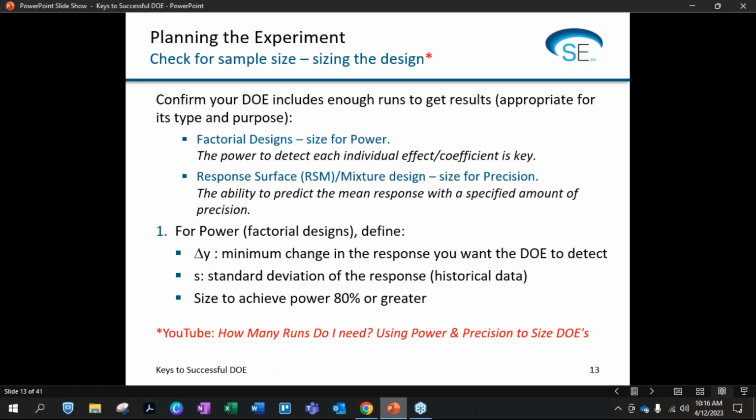So for power in factorial designs, we define the change in the response. What's the minimum change in the response that you want the DOE to detect? That is your signal. And then you also define the noise of that response measurement, and that's usually done using historical data, just calculating the standard deviation of the response. And we size the design to achieve 80% or greater power.